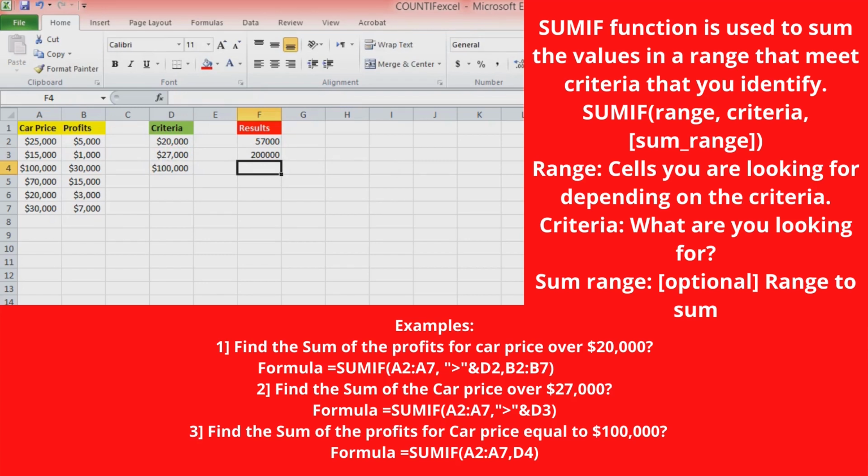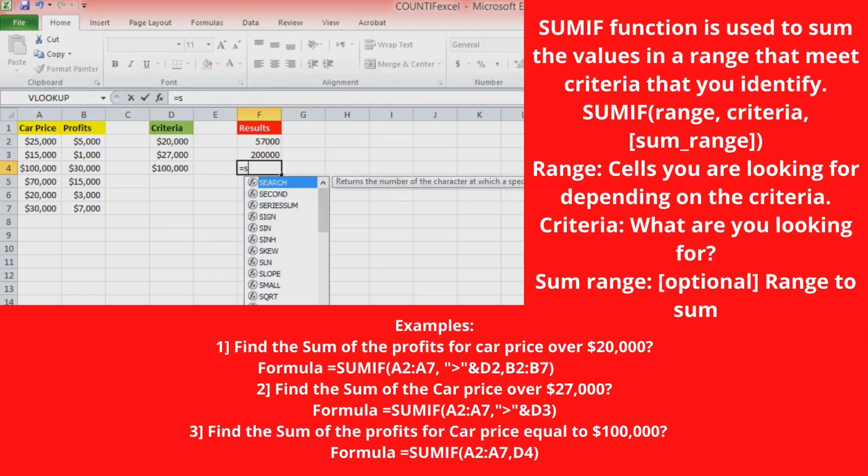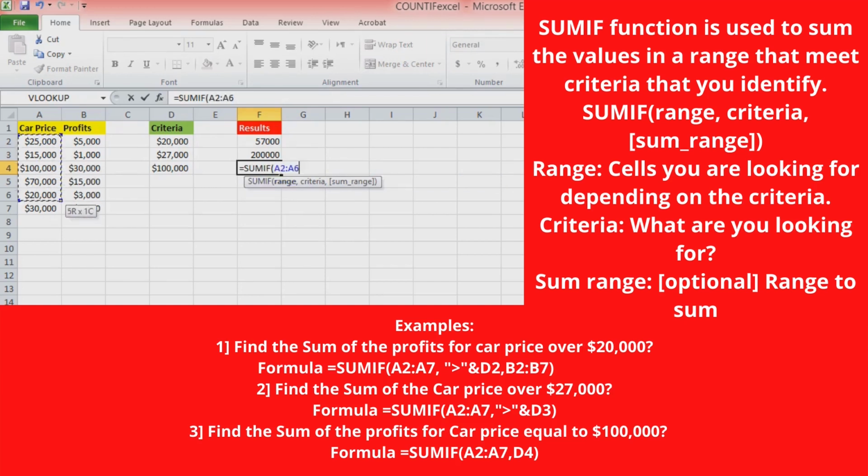Example 3: Find the sum of the profits for car price equal to $100,000. The range is the car price and the criteria is D4, which is $100,000.